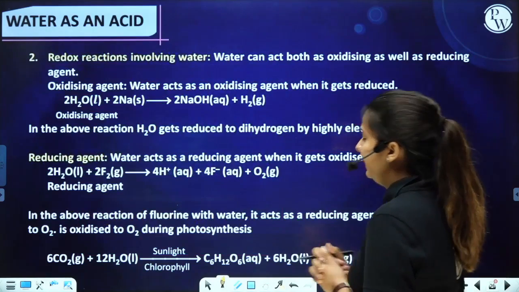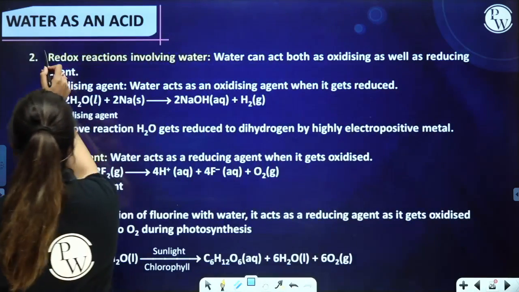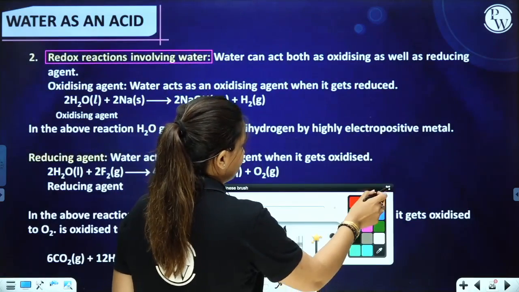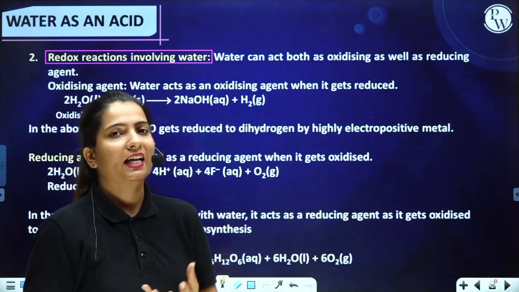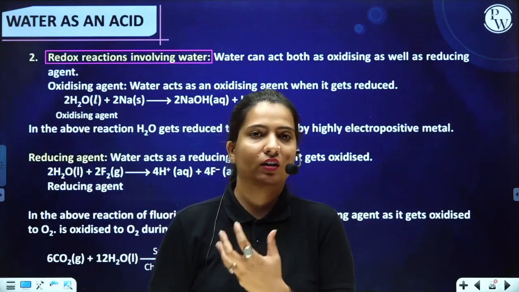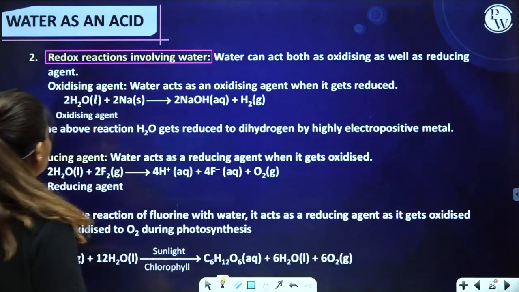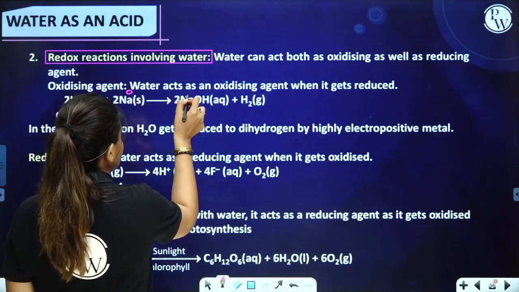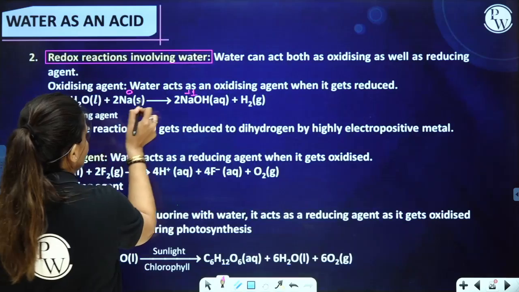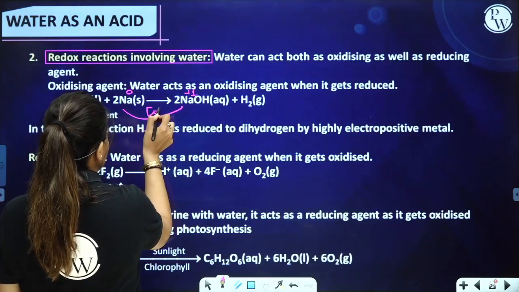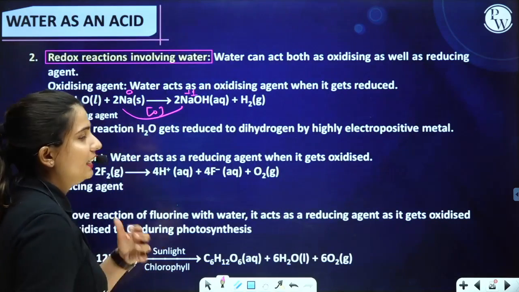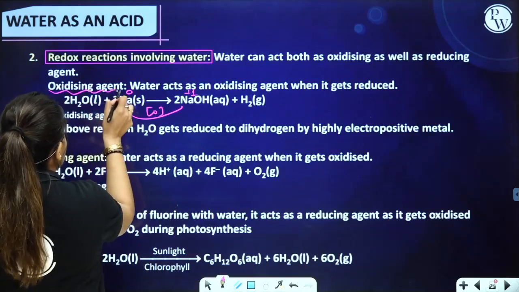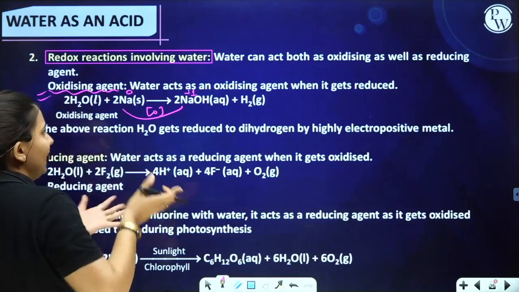Now, there are some redox reactions which involve water, in which water maybe is oxidizing someone, maybe is reducing someone, and itself is also getting changed. So what are the redox reactions of water? Water is actually oxidizing the sodium. So here the oxidation of sodium is taking place. If it is oxidizing the sodium, it is behaving as an oxidizing agent.